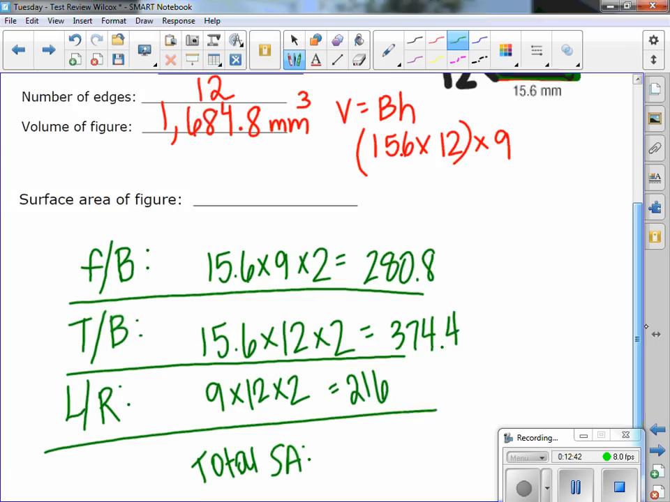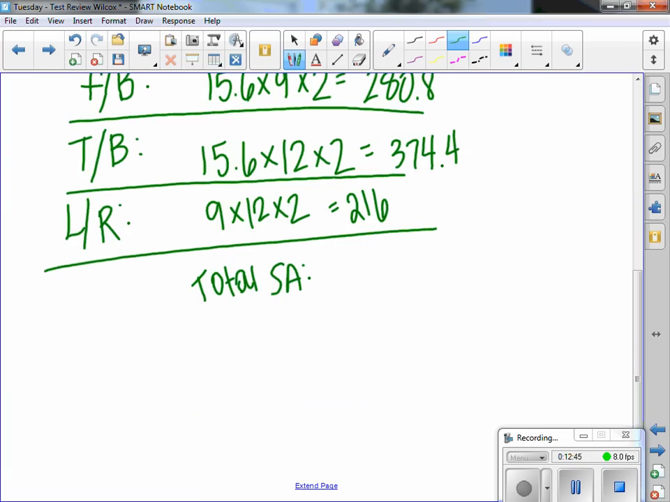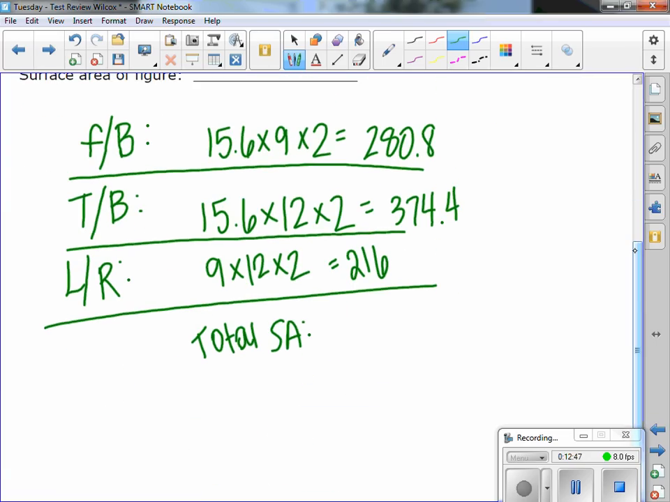Now to find the total surface area, I'm going to add up all 6 of these pieces, my front and back, top, bottom, and left and right. So 280.8 plus 374.4 plus 216 comes out to 871.2, and this one is going to be millimeters squared. It's just area, squared millimeters.